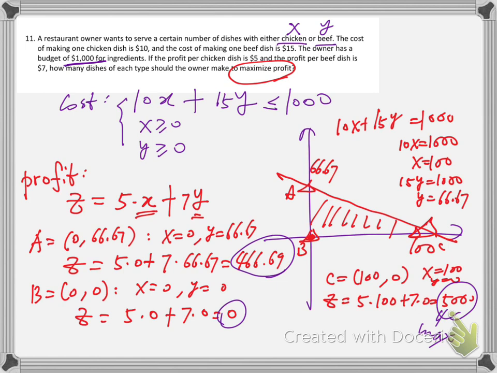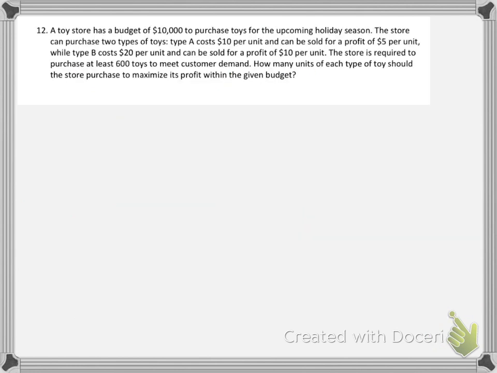So now what is number 12? Number 12 is just a little bit harder. We have a region bounded by 2 lines, similar. Now we have 2 types of toy, type A and type B. And there is still the cost and the profit, right? But because it's the holiday season, we have to make at least 600 toys. So that gives us an actual condition, an actual equation, an actual line.